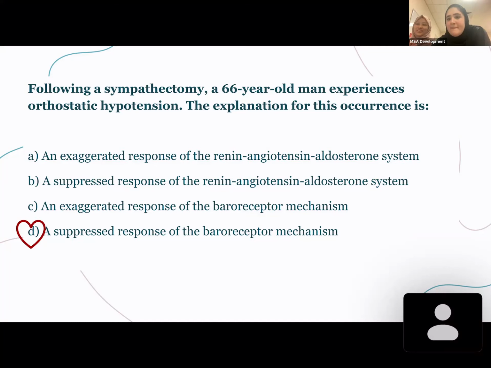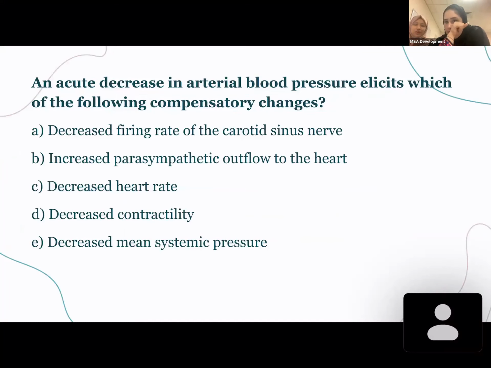The most important thing from that question was just to let you know how the baroreceptor works and what it's supposed to do. So it increases sympathetic activity in response to increased pressure. That's it. Okay, we can move on.